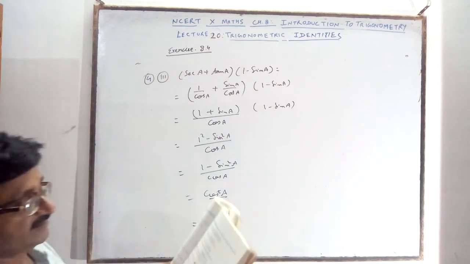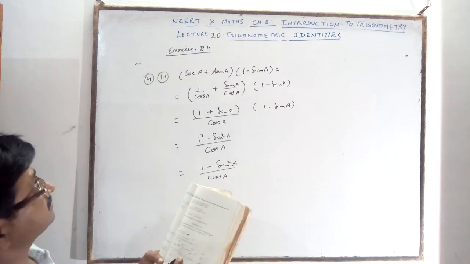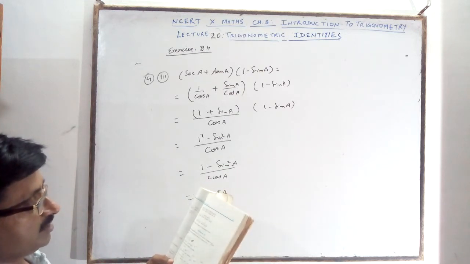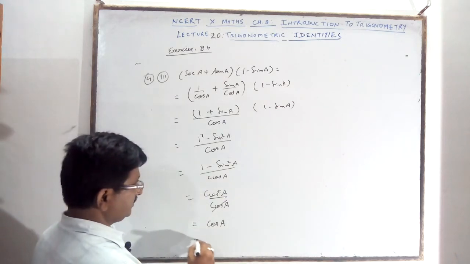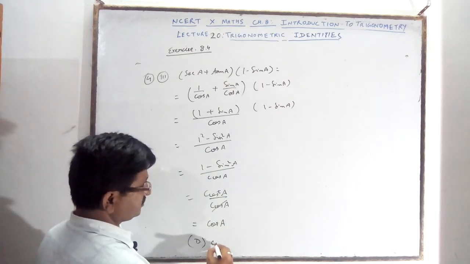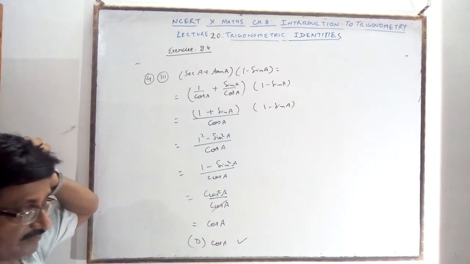And which option is given for cos A? Here, sin A upon cos A. Which option is given? The last option, D, is the given one. What is the point? Option D, cos A, is your correct answer. In the numerator, cos A is left.